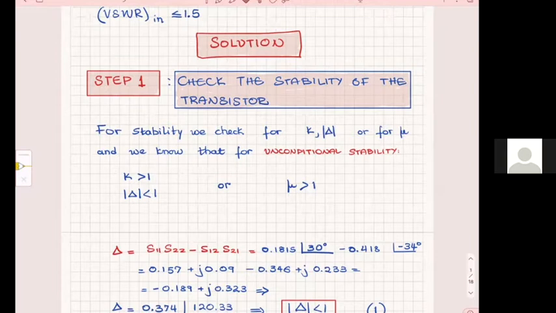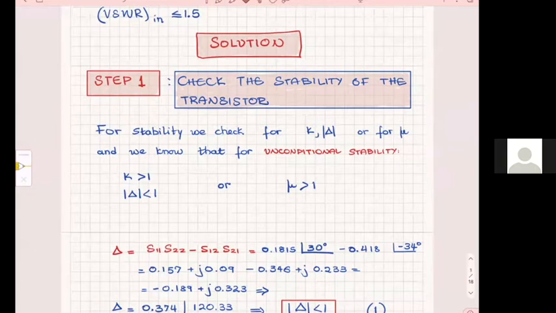But what unilateral means is that you are going to assume that your S12 is 0. Usually S12's values are always very small, but you cannot always make them 0. If you could make them 0 without impacting the accuracy of your design, then it simplifies a lot of things, as you will see later. But in any case, here we did not do that.